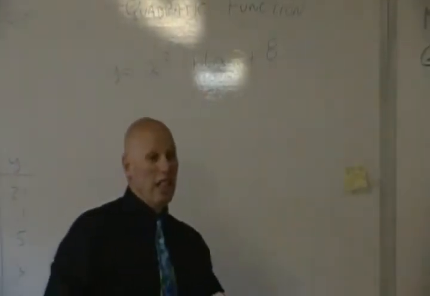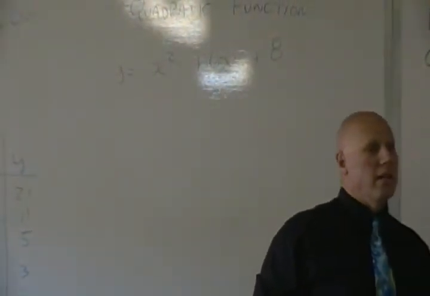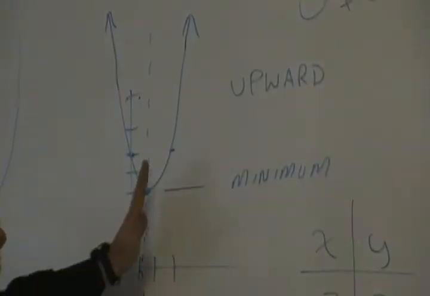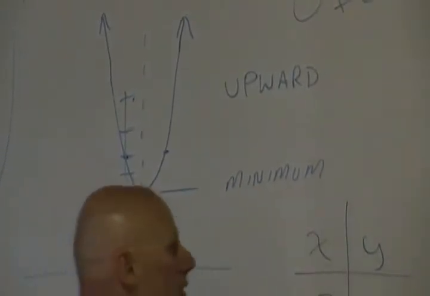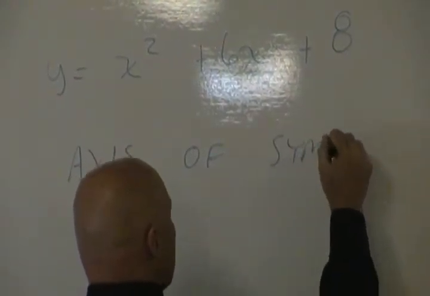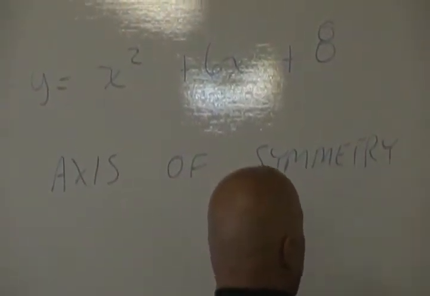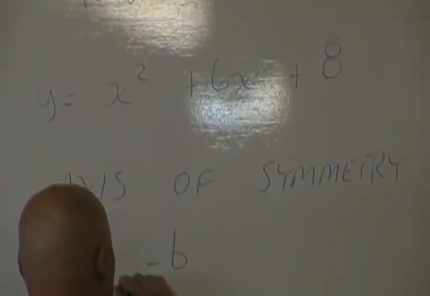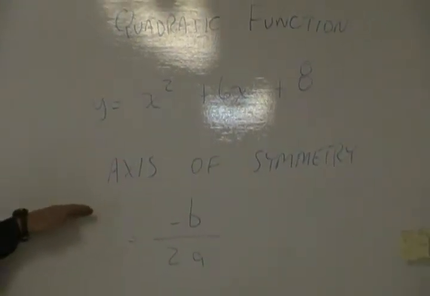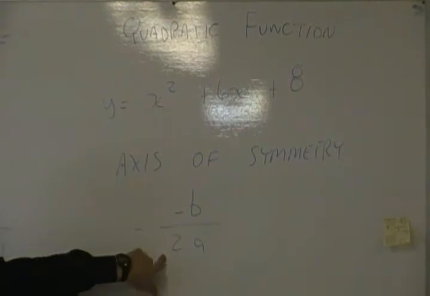So I'm going to show you guys a little easier way sometimes than just plugging and chugging in here, doing it this way. Okay? What we can do is figure out where this point is right here, which is the midpoint right there. It's called the axis of symmetry. The axis of symmetry is always negative b over 2a.